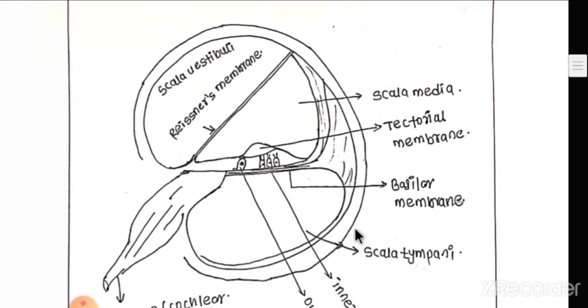Now let's revise a little anatomy of the inner ear. This is the cross-sectional view of the cochlea. The cochlea is located within the petrous part of the temporal bone, and we have cross-sectioned the cochlea to view this type of view. This cochlea is divided into three parts: the scala vestibuli, then the scala media, the middle one, and the lower one is the scala tympani.